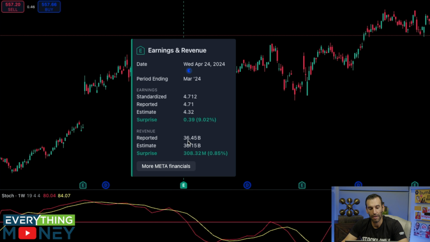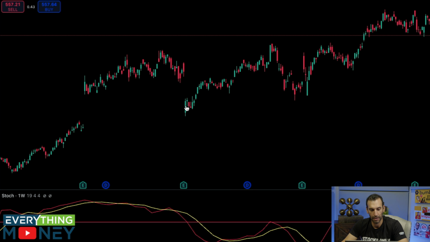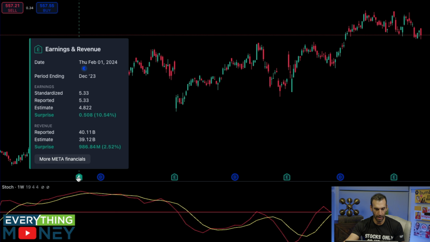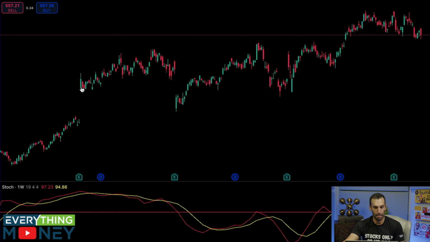36.15 billion was expected, 36.45 billion. So they had a beat on the top and the bottom line. And what happened to the stock price? The stock price fell about 11%. Total crapshoot. And then look what happened after that. It just went back up. Here, let's see what happened here. Beat on top and bottom line, big jump up, 20%. It doesn't matter what the company reports. It matters how Wall Street digests it.